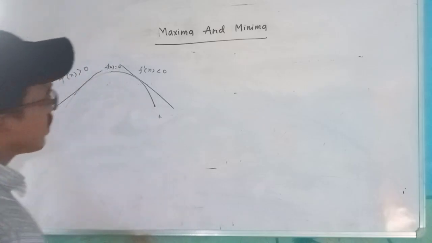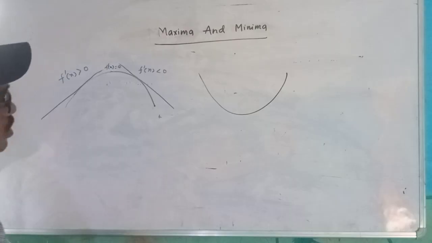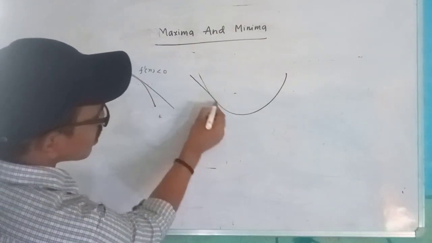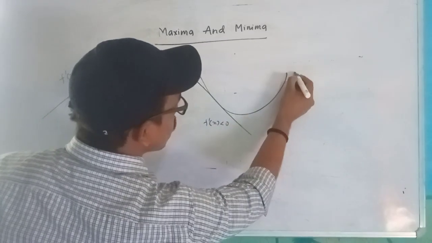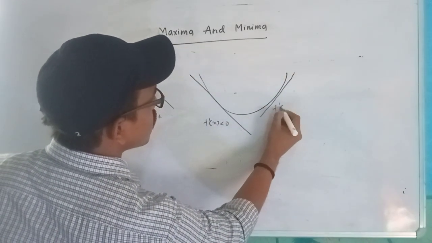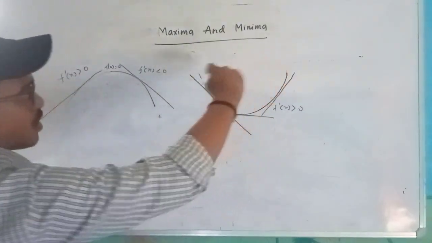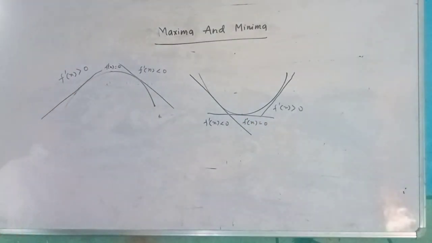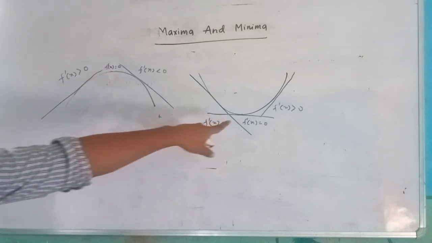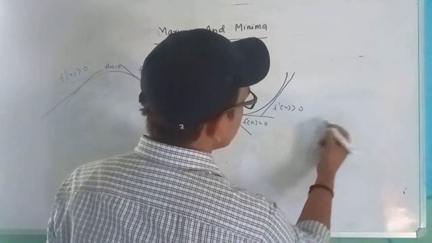In case of local minima, the graph always looks something like this. What is the slope of this part of the graph? It is always less than 0. And what is the slope of this part of the graph? It is positive. And here, where it is parallel to the x-axis, it will be 0. And this point where the slope of the graph is 0, we call it an extreme point.